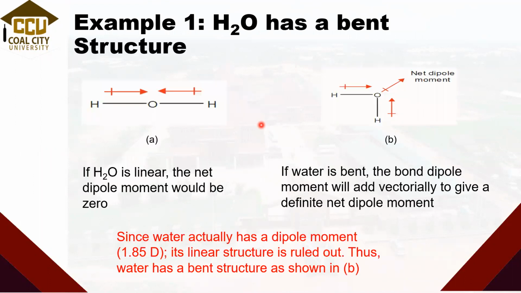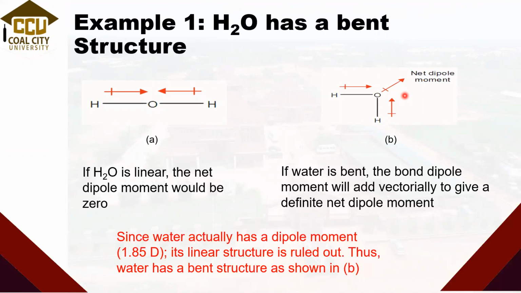Example 1, we have water. H2O has a bent structure. How did I come to this conclusion? Of course, we can come to this conclusion by knowing the valence shell electron pair repulsion theory, VSEPR, or by valence bond theory. We can use that to know the shape of water, whether water is linear or bent. But I can also use dipole moment to come to this conclusion. So how do we use dipole moment to come to the conclusion that water has a bent structure?